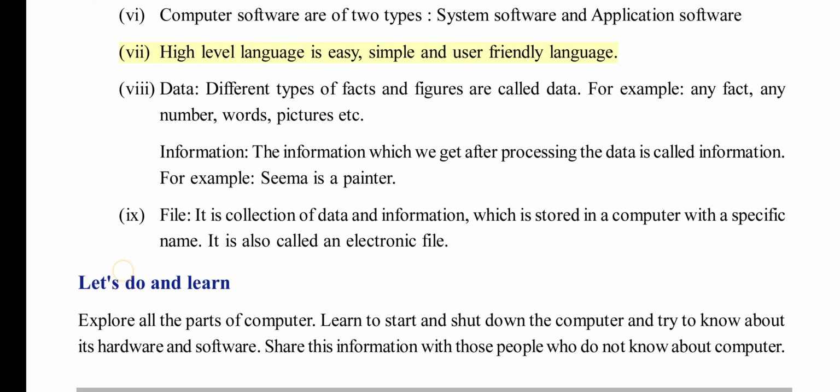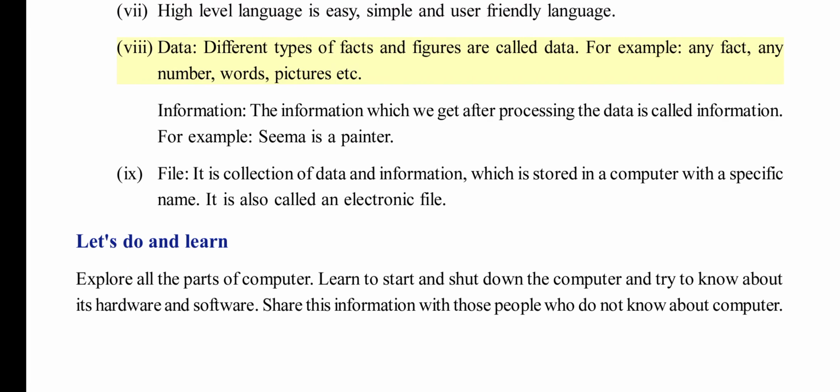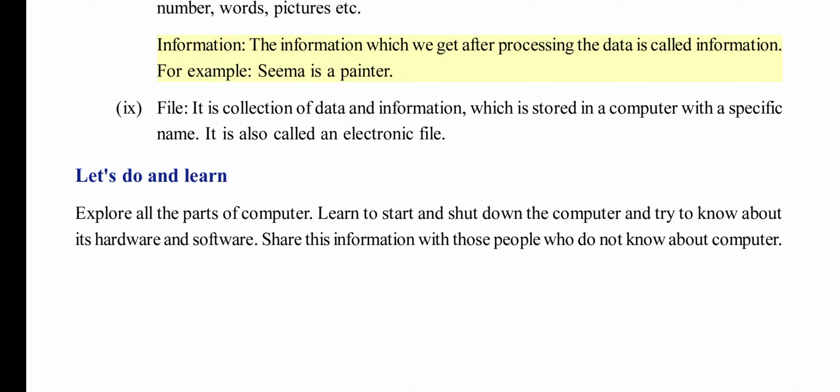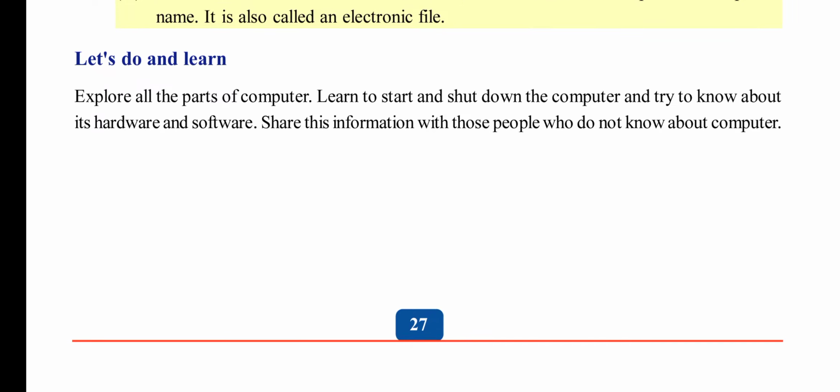High-level language is easy, simple and user-friendly language. Data: different types of facts and figures are called data, for example any fact, number, words, pictures etc. Information: the information which we get after processing the data is called information, for example, Seema is a painter. File: it is a collection of data and information, which is stored in a computer with a specific name. It is also called an electronic file.